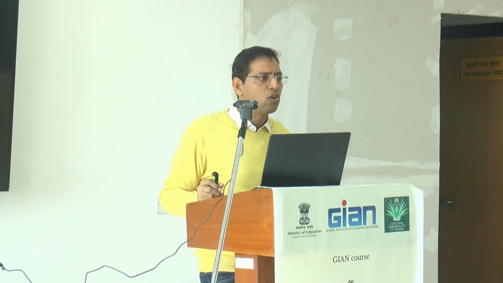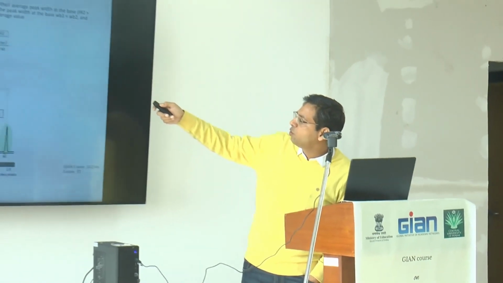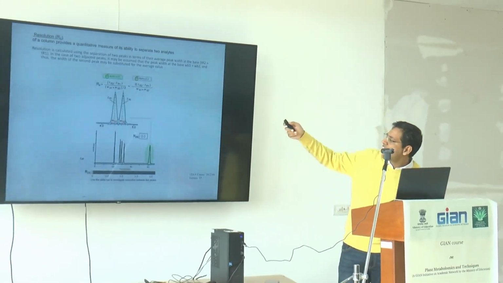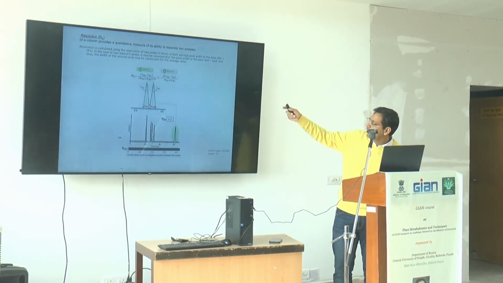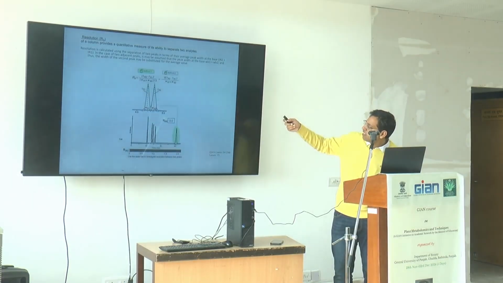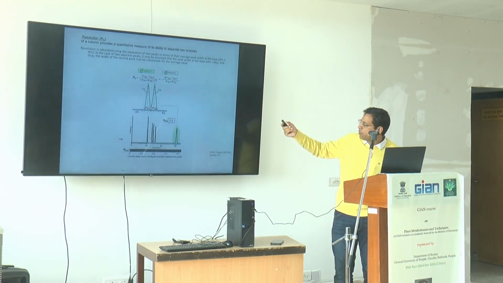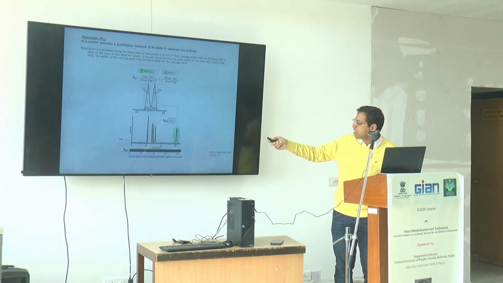Resolution is calculated using the separation of two peaks. This is the formula: Rs equals (TR2 minus TR1) divided by (WB1 plus WB2), and then divided by 2. This is another method that is also used for resolution. TR1 and TR2 are the retention times of these two peaks, and WB1 and WB2 are the widths of the two different peaks.